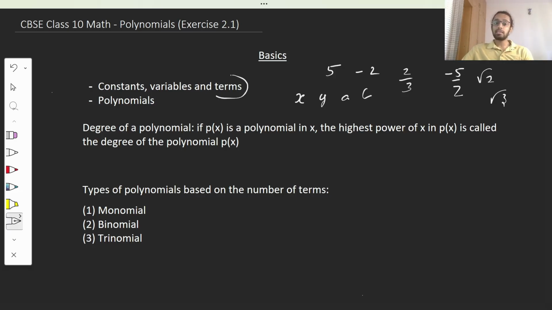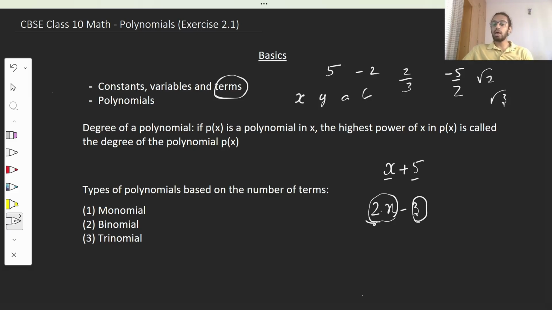And terms is a very important idea that we need to understand. Terms are distinguished only by plus and minus, like addition and subtraction. For example, when we say x plus 5, there are two terms. One is x, one is 5. But when we say 2x minus 3, 2 and x together is a single term and 3 is another term.